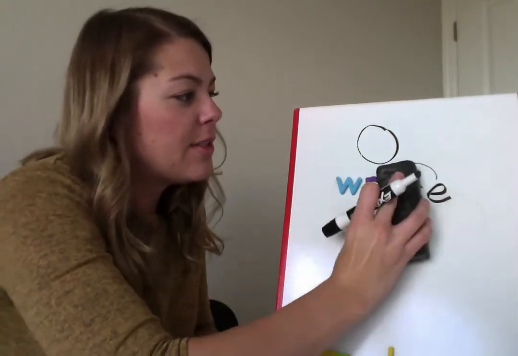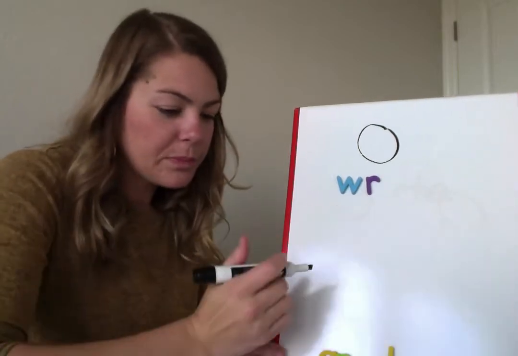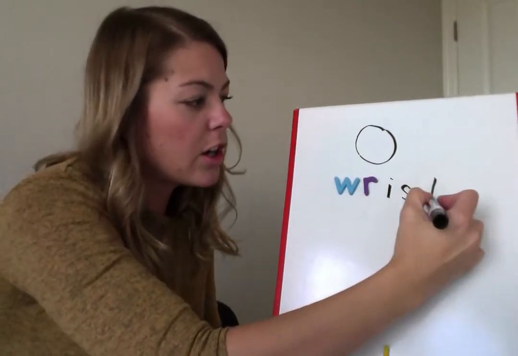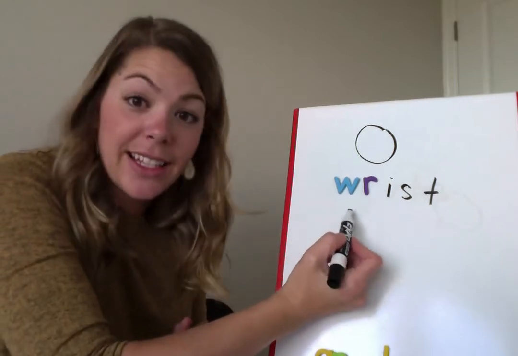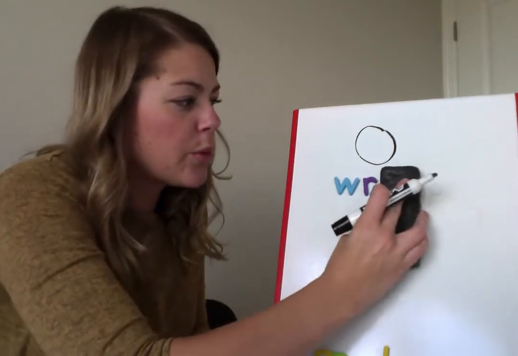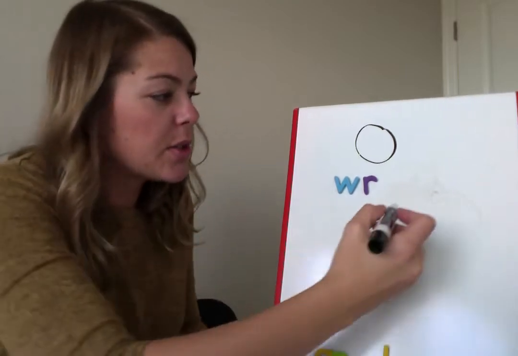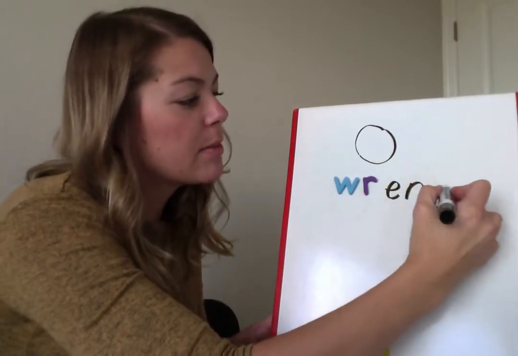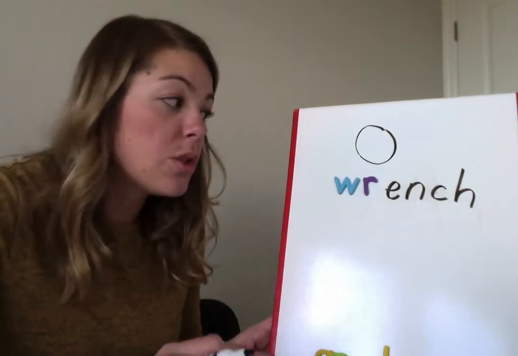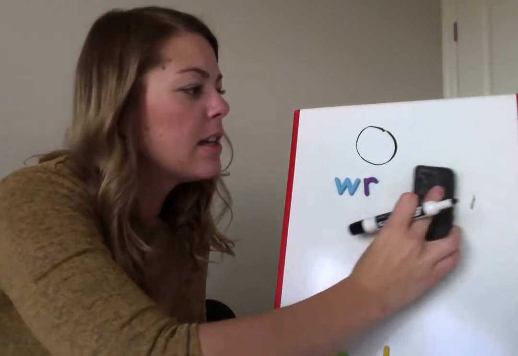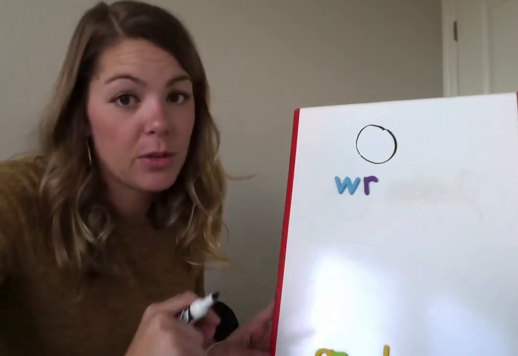Another one that you might see for a WR word is a part of your arm, your wrist. This is a word that has a R. It's a silent W at the beginning, wrist. We could also have, this is a tool that we use sometimes, a wrench. A wrench is something that you use to tighten something up. So wrist, right, wrench, they all sound like they're starting with an R, but the W is actually what begins it.